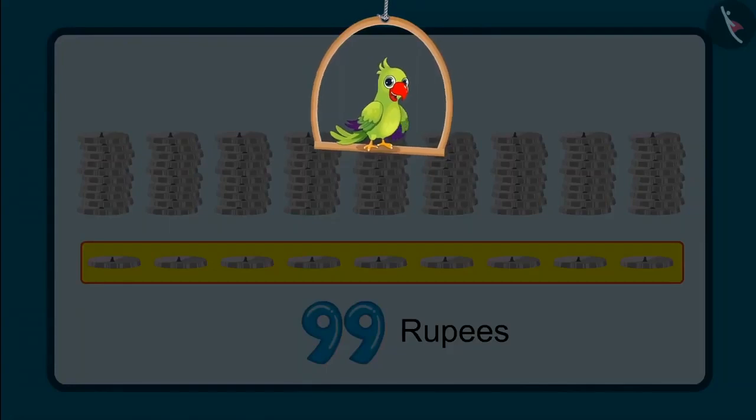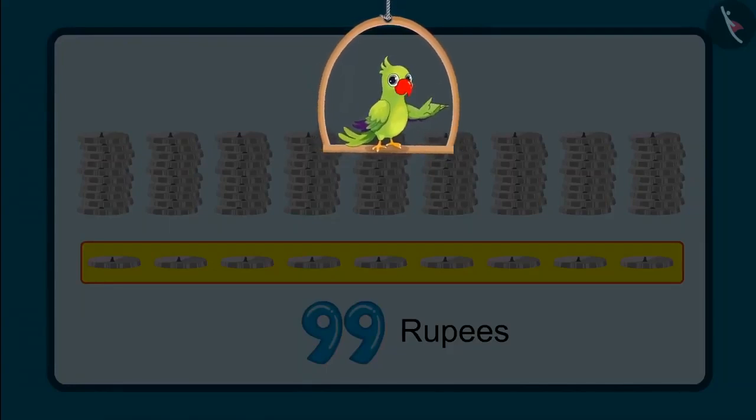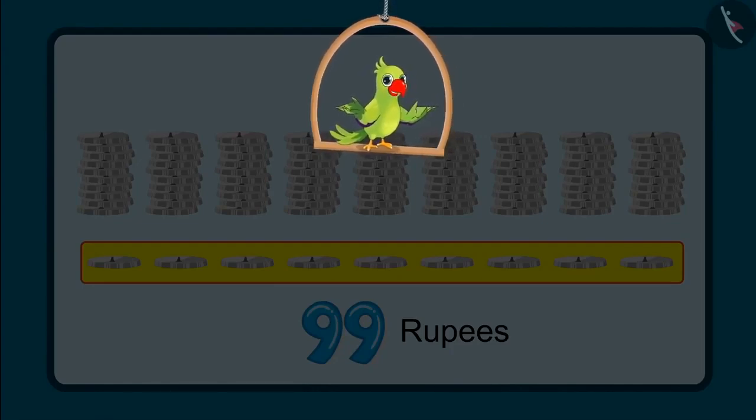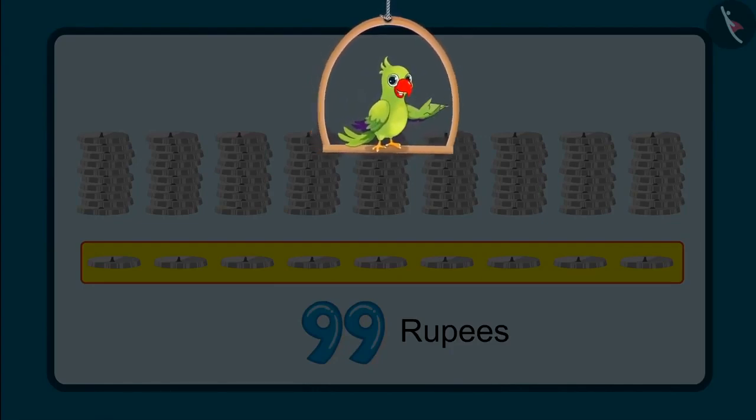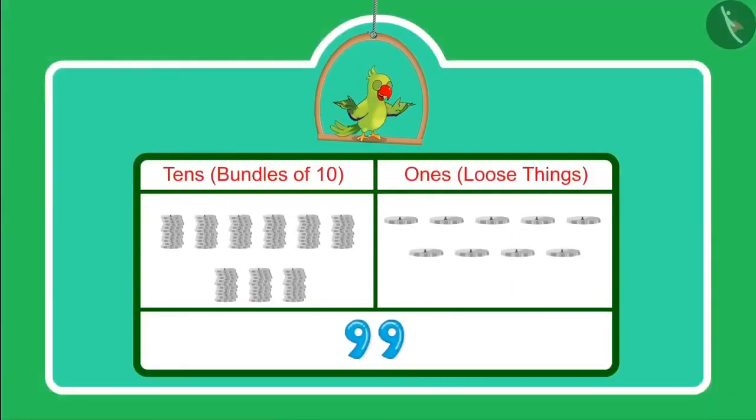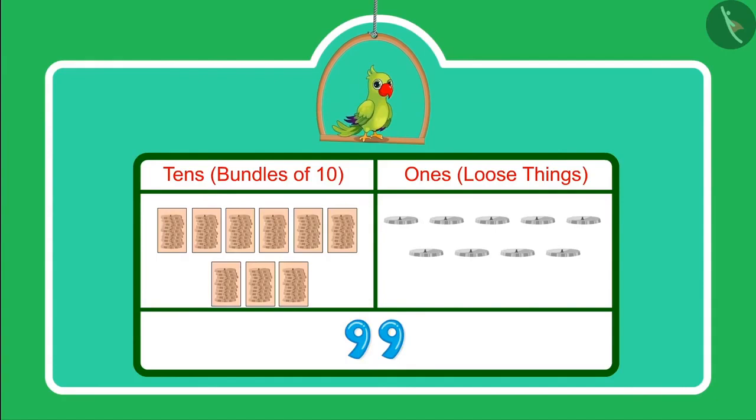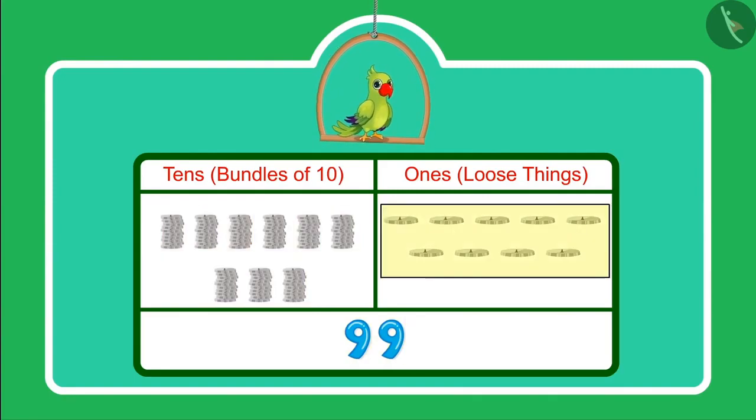So children, did you see how Chotu and Pinky counted the money of their piggy bank? Can you tell me how many ones and how many tens are there in 99? Yes children, we write 99 like this. Here 9 is in the tens place and this 9 is in the ones place. That means we have 9 tens, which can be also called as 9 bundles of tens and 9 ones.